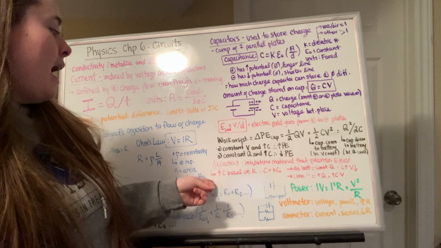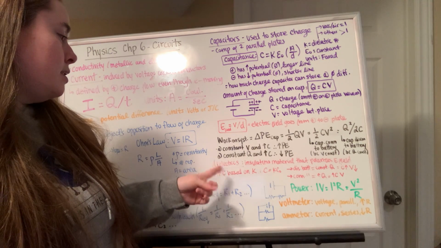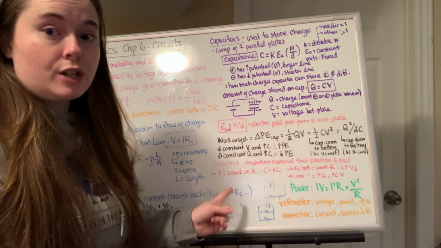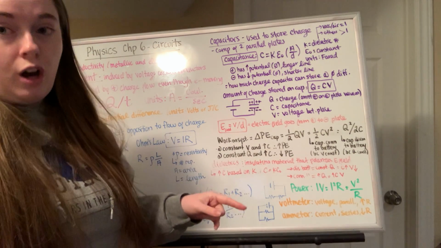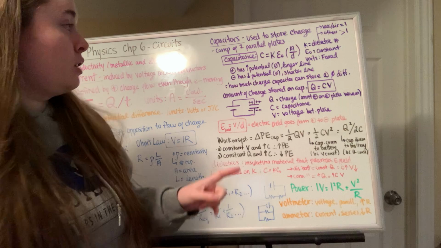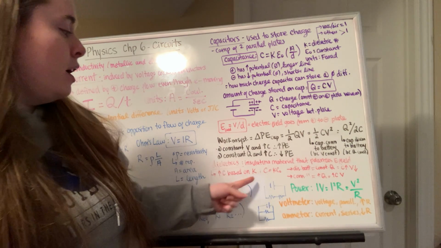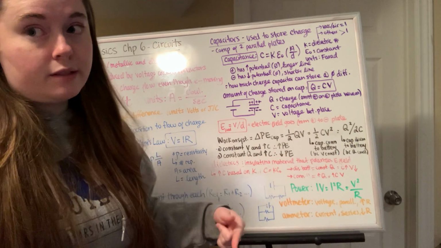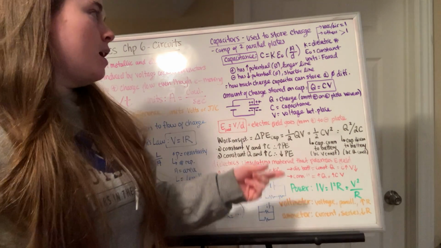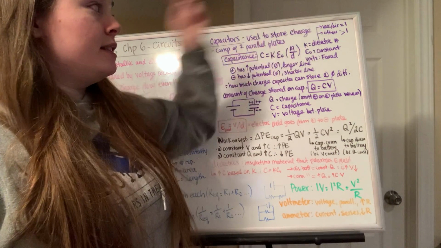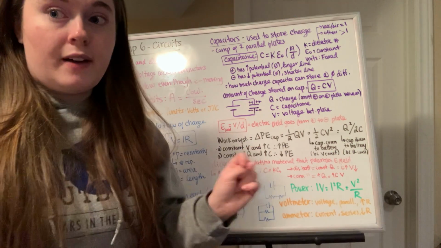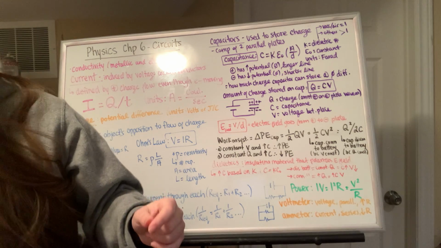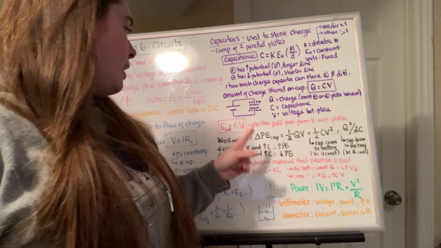Okay, so capacitance increases based on the dielectric constant, okay? So it's capacitance equals K times C naught, basically. As we said, if it's in a vacuum or air, the K value will be 1. If it's another substance, it will be more than 1. Okay.